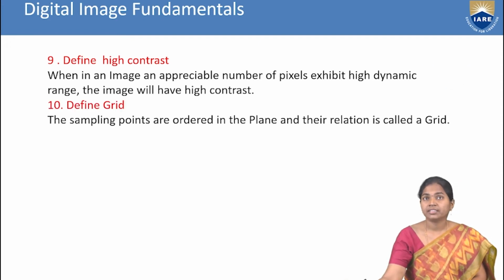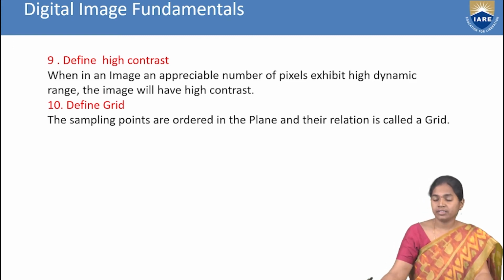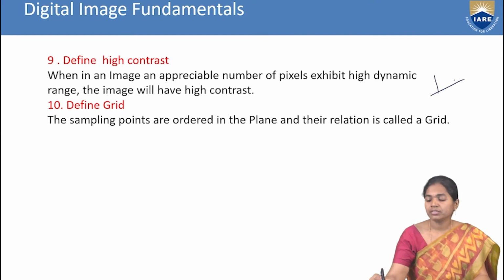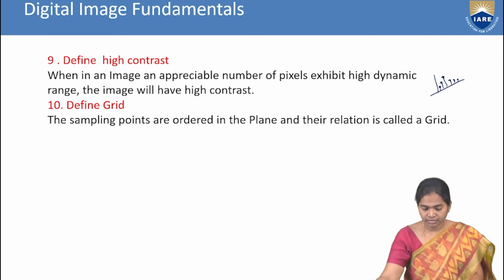Define grid. A grid is nothing but sampling points or orders in the plane and the relation is called a grid. If we consider a continuous signal, it can be converted into samples. The sample points we represent in the form of order only. So the plane and the relation is called a grid.